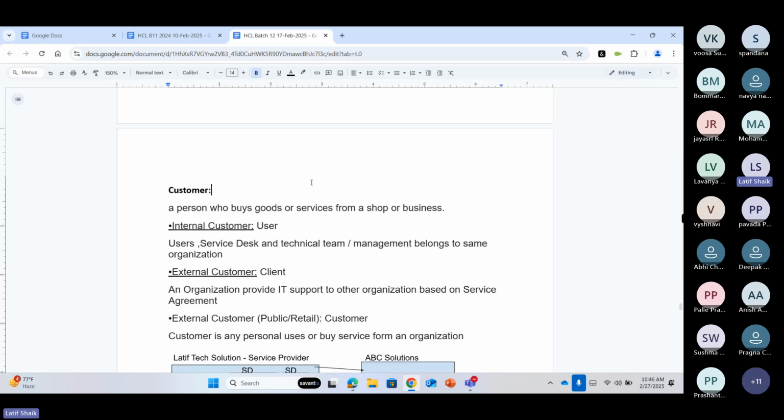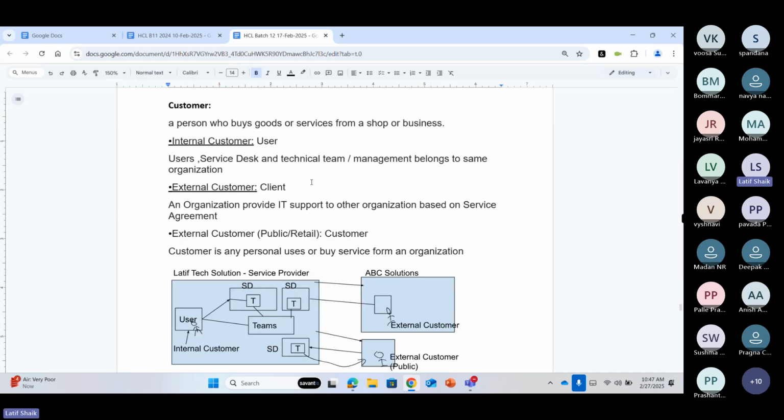That is an internal customer. External customers are those to whom we provide different types of services in different organizations. They do not belong to our organization and are not working in our organization. They work in a different organization and get services from our organization, based on their requirement. We provide support to them. So that is external customers.